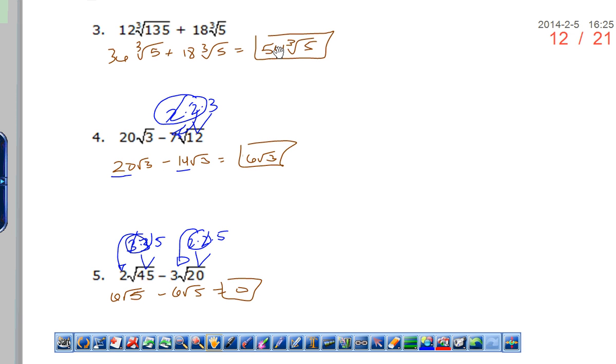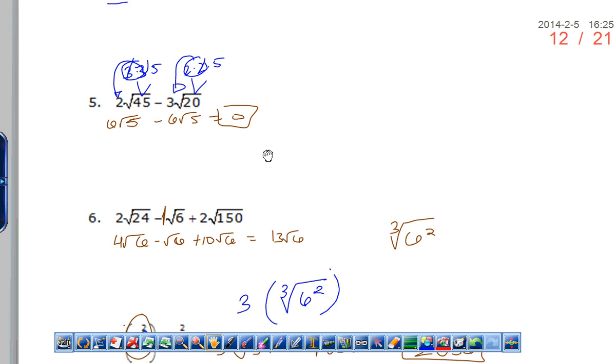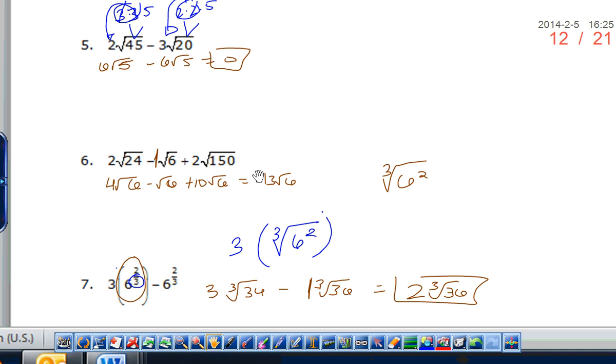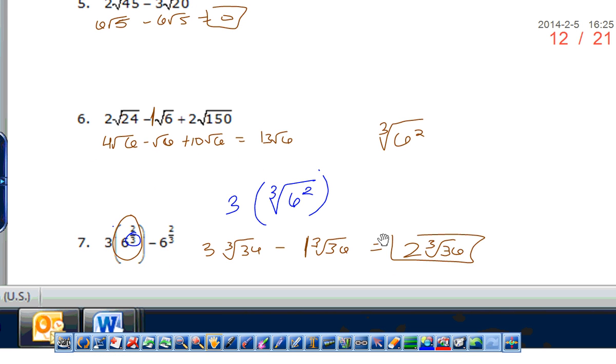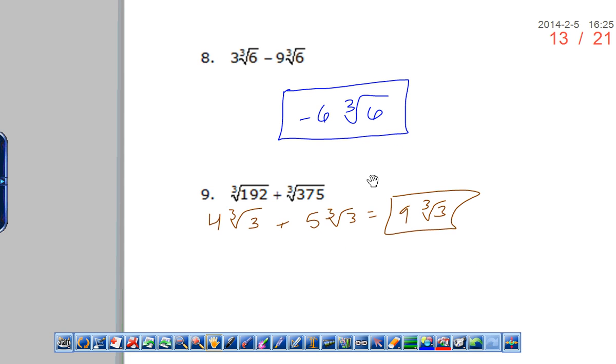Number 3 is 54 cube root of 5. Number 4 is 6 root 3. Number 5 was 0. Number 6 was 13 root 6. Number 7 was 2 cube root of 36. Number 8, negative 6 cube root of 6. And then number 9 was 9 cube root of 3.